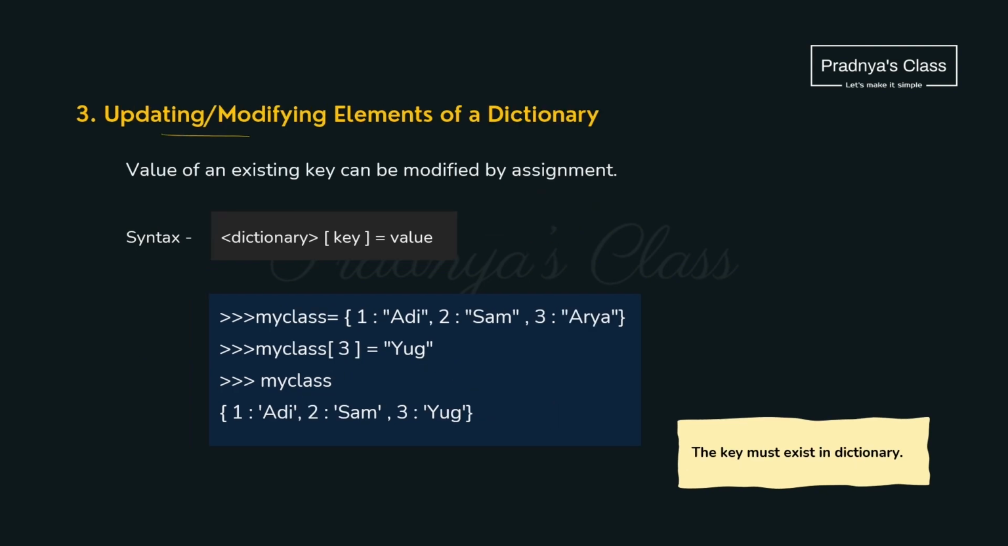If you want to update or modify the elements of the dictionary, that also we can do by assigning the value to that particular key. Here, the key must exist in the dictionary. Look at this simple example. We want to modify the value for this key. Using the assignment operator, we are providing the new value which got updated.